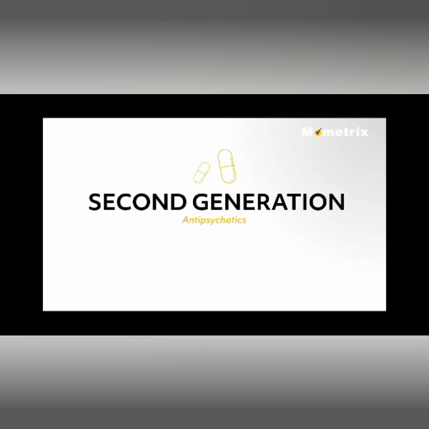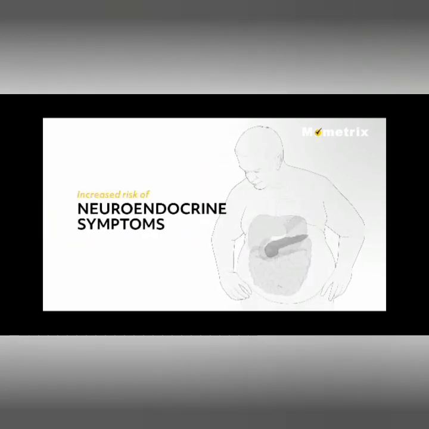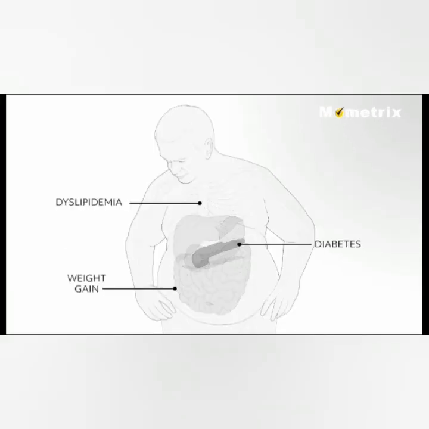The second generation antipsychotics are newer and have only been around for the last 3 decades. These medications have a lower risk of extrapyramidal symptoms but do increase the risk of neuroendocrine effects such as weight gain, diabetes, and dyslipidemia. Some examples of psychotic disorders include schizophrenia, bipolar disorder, and depressive psychosis.